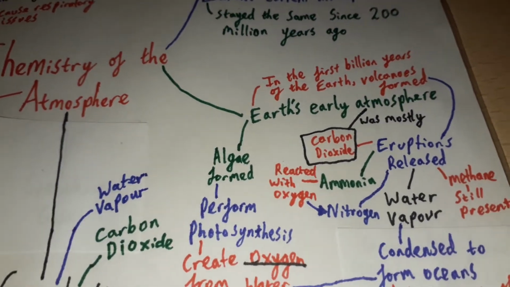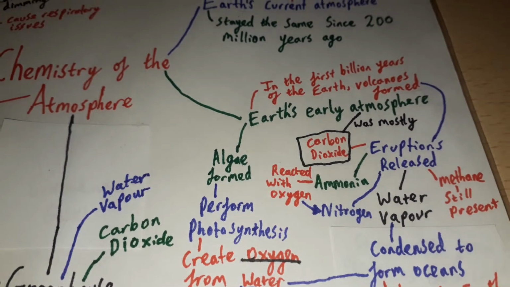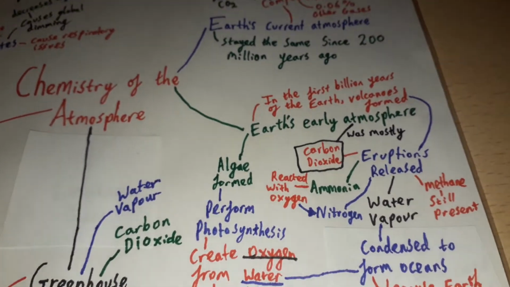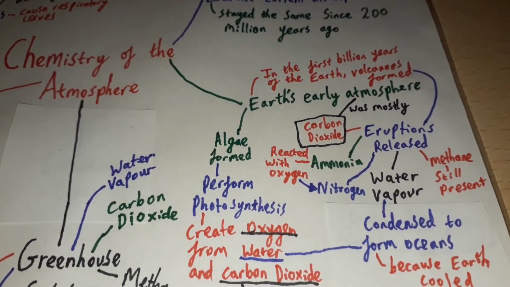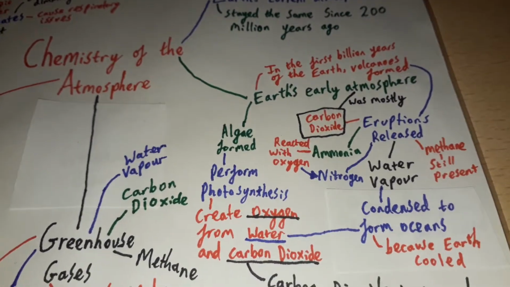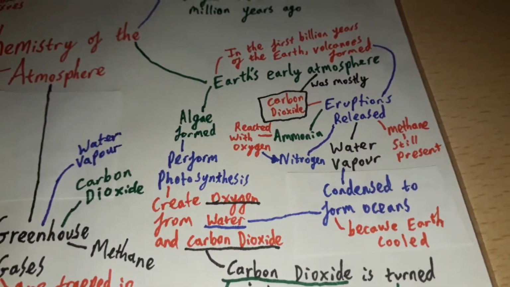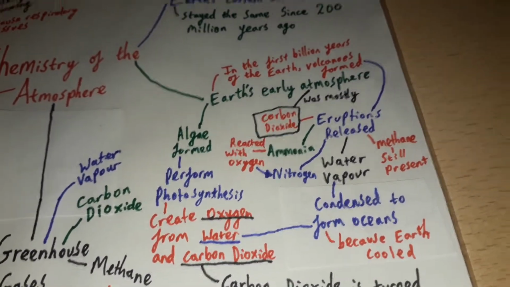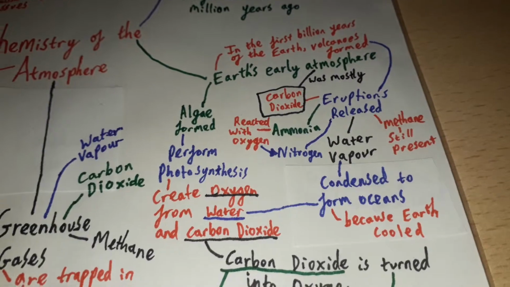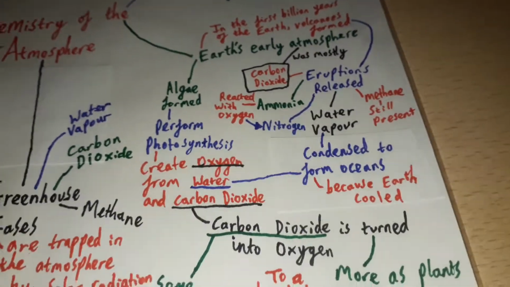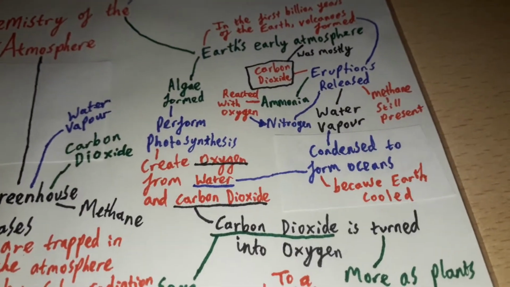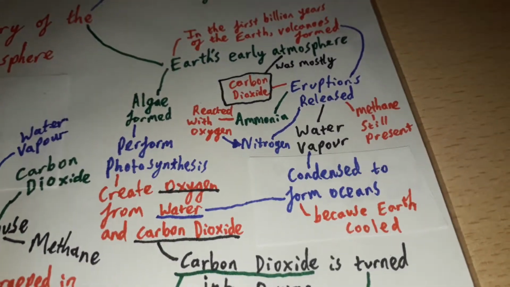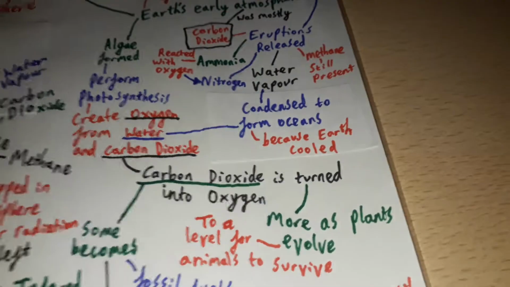This is important because it produces water, which we'll look at in a minute. So, in Earth's early atmosphere, algae formed. Algae is basically a basic form of life that was in the water, and it could perform photosynthesis. By performing photosynthesis, it could create oxygen and glucose from water and carbon dioxide. It got the water from the oceans, and the carbon dioxide from the eruptions, which we know there was loads of at the time.